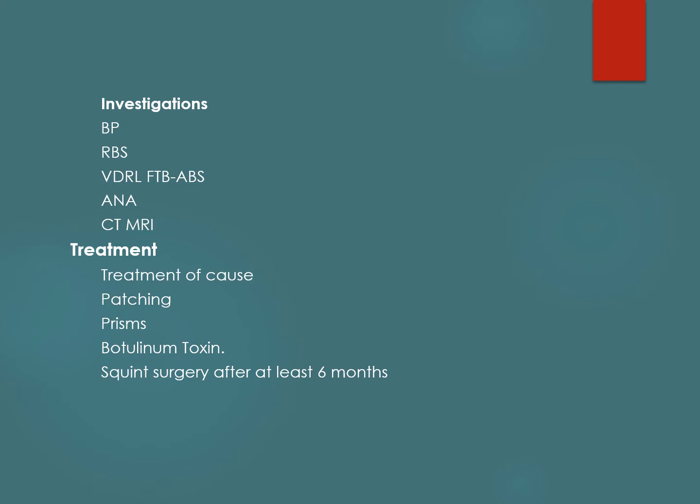Investigations, routine investigations, and special investigations according to the cause. Treatment. First of all, treatment of the cause. Then we have to treat troublesome diplopia, which can be done by patching the eye, and some patients require binocular vision and do not tolerate patching, so prisms can be incorporated in their refraction, or even botulinum toxin can be given to the antagonist muscles.